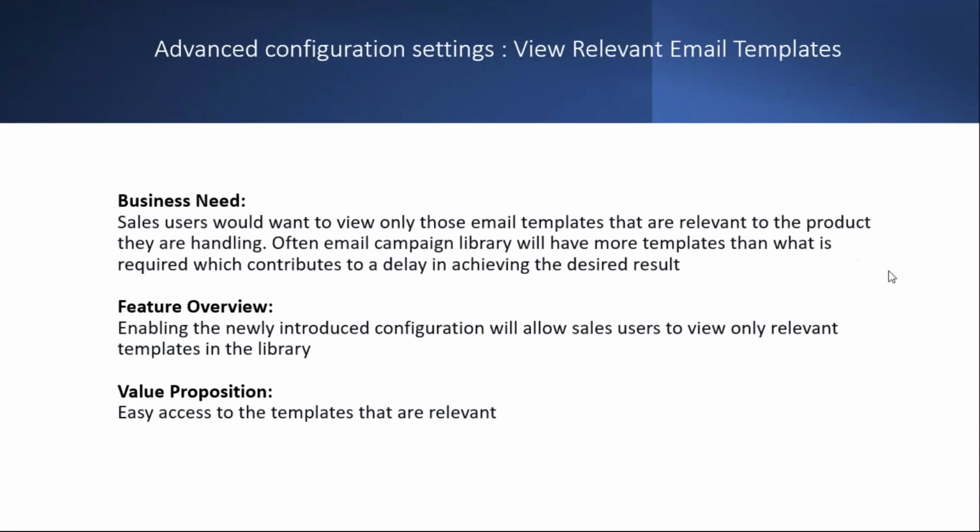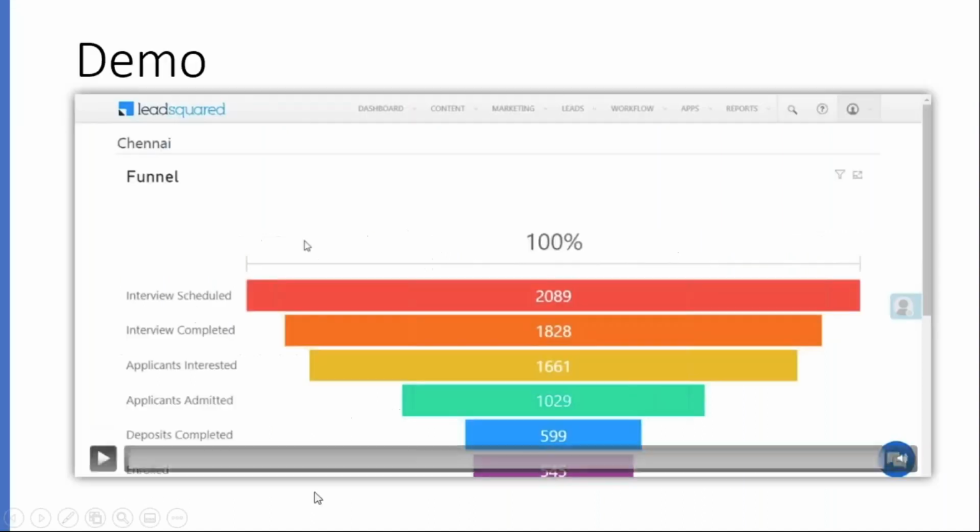To talk about this feature, once the setting is enabled, the admin can restrict sales users from viewing the templates created by other sales users. Instead, they can see their own templates as well as the ones created by marketing and admin. The value it creates is that it is easy to access the templates that are required. In the next slide, let's understand how this functionality works before and after the setting is enabled.